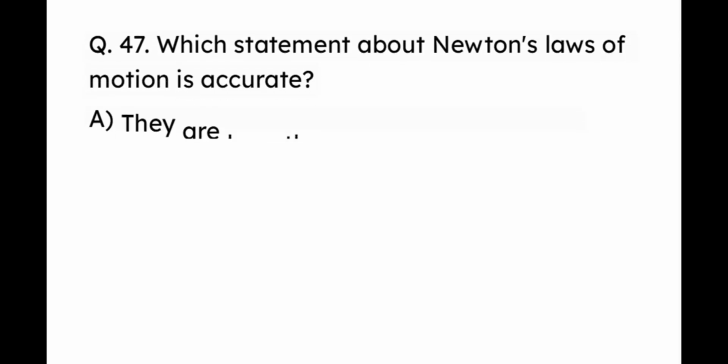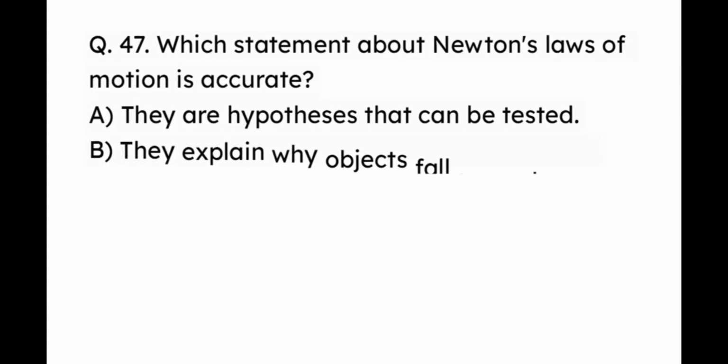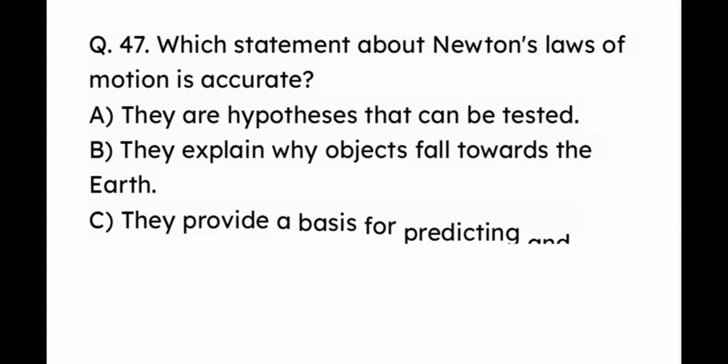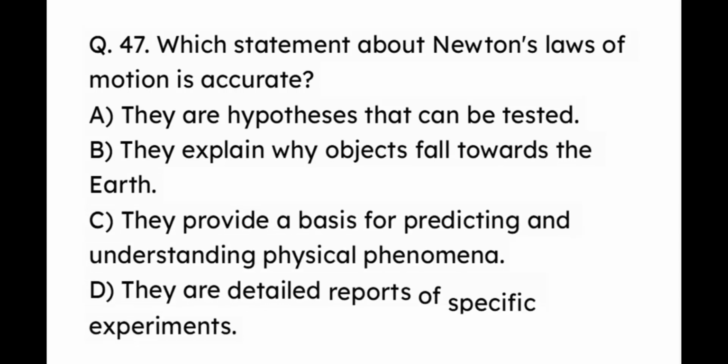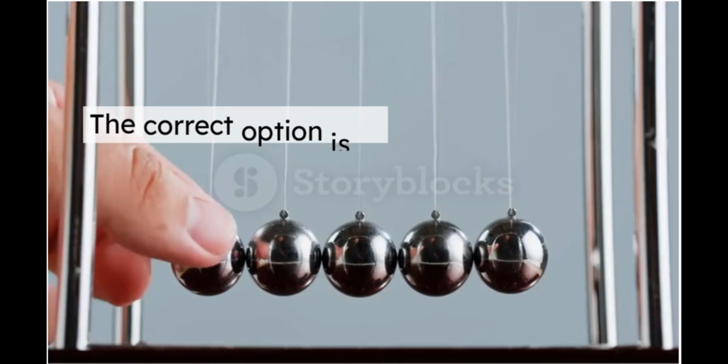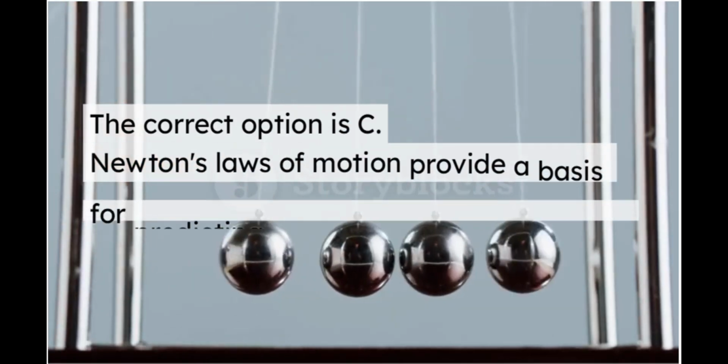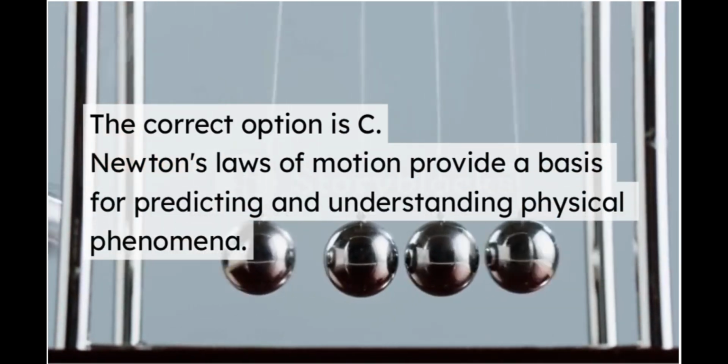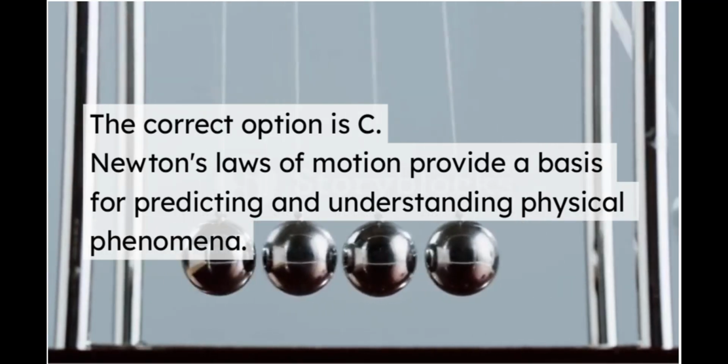Q47. Which statement about Newton's laws of motion is accurate? A. They are hypotheses that can be tested. B. They explain why objects fall towards the earth. C. They provide a basis for predicting and understanding physical phenomena. D. They are detailed reports of specific experiments. The correct option is C. Newton's laws of motion provide a basis for predicting and understanding physical phenomena.